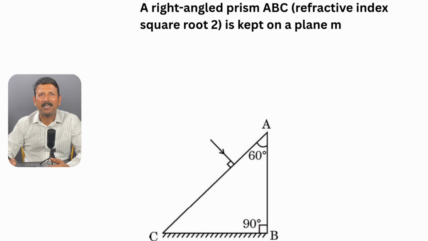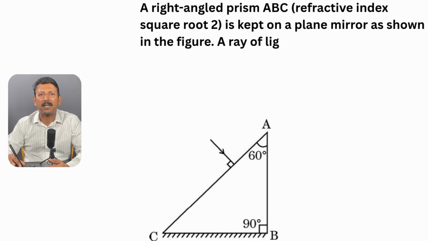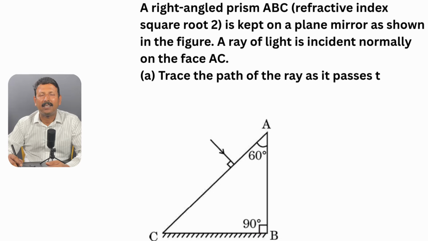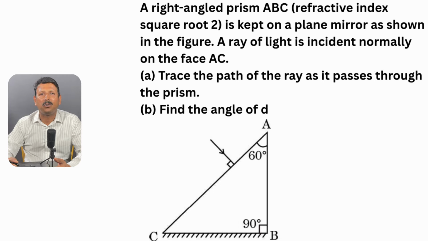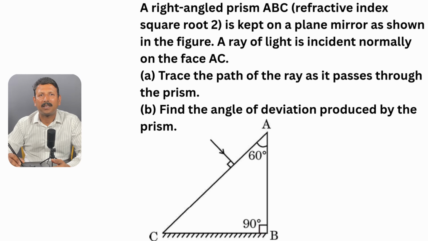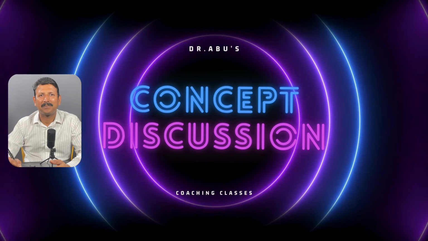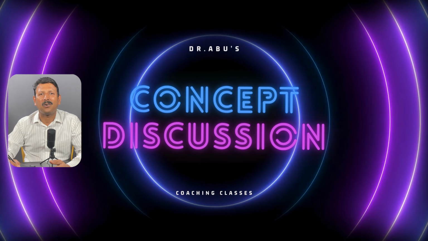A right-angled prism ABC of refractive index square root 2 is kept on a plane mirror as shown in the figure. A ray of light is incident normally on the face AC. First, we have to trace the path of the ray as it passes through the prism. Second, find the angle of deviation produced. We will discuss the concept now.